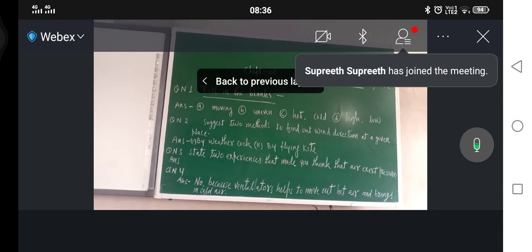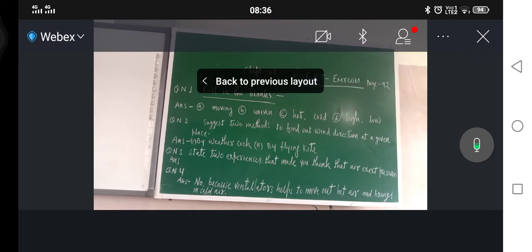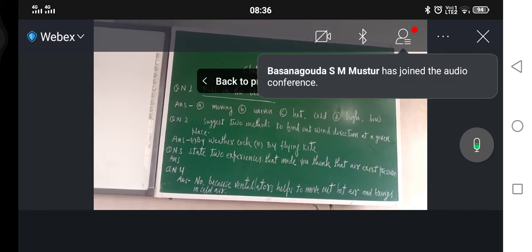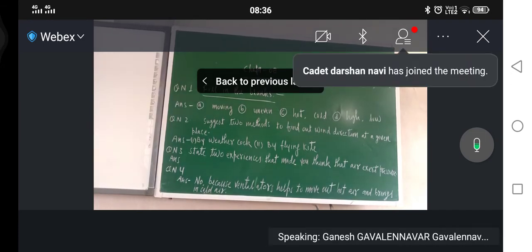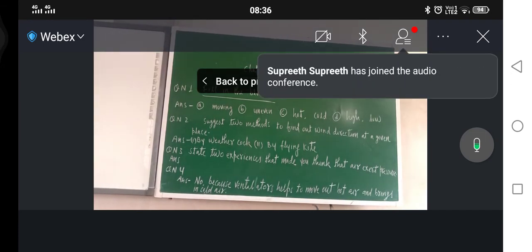The first one is: wind is dash dash air. So, you have to write there moving air. What is wind? Wind is nothing but a moving air. Am I correct or not?